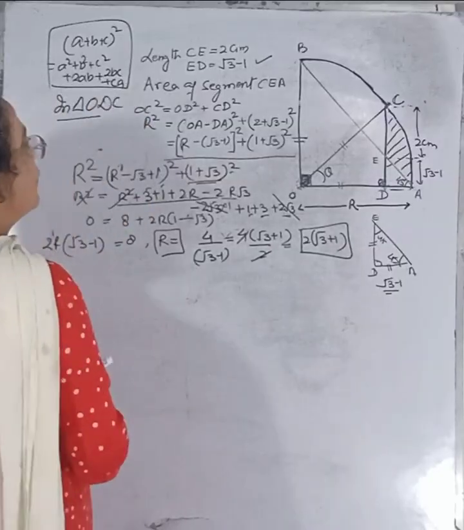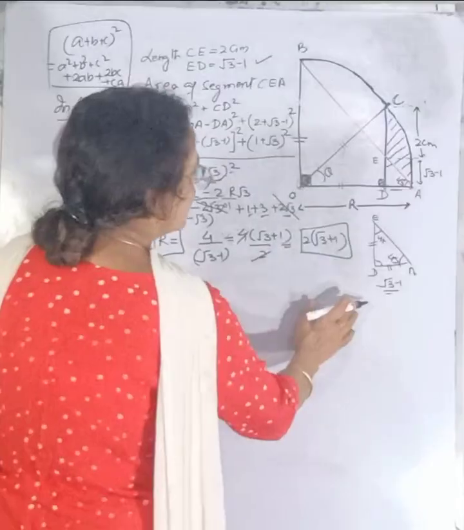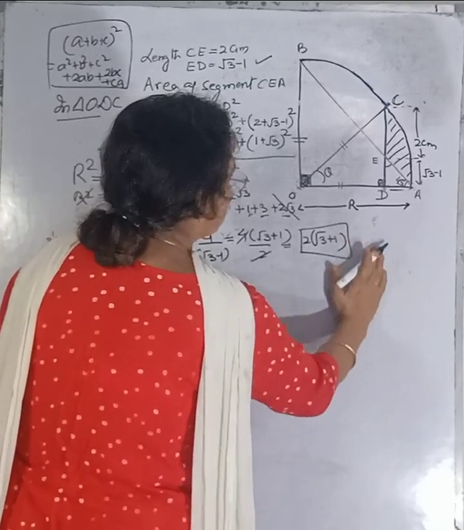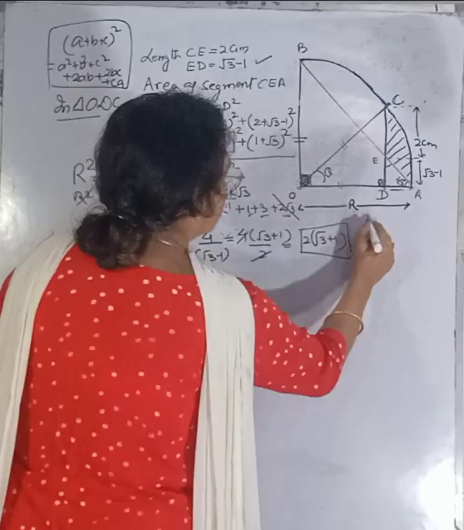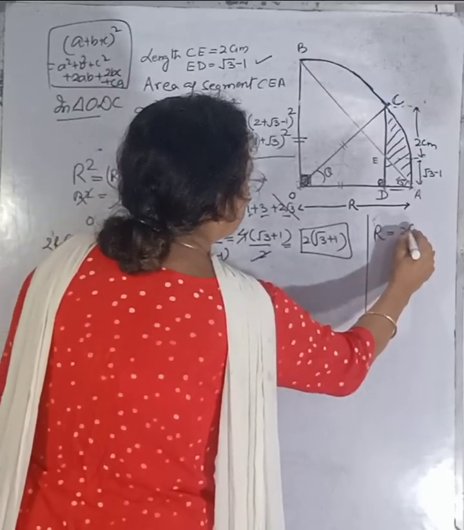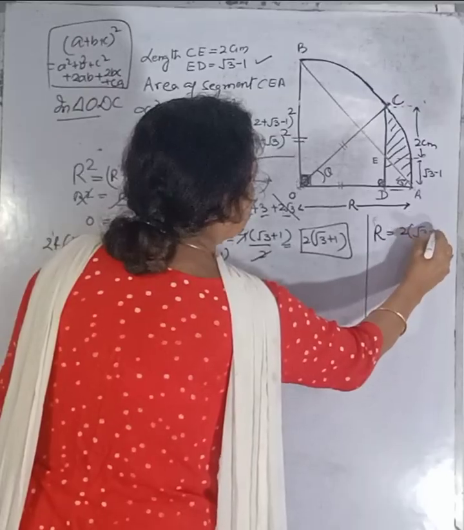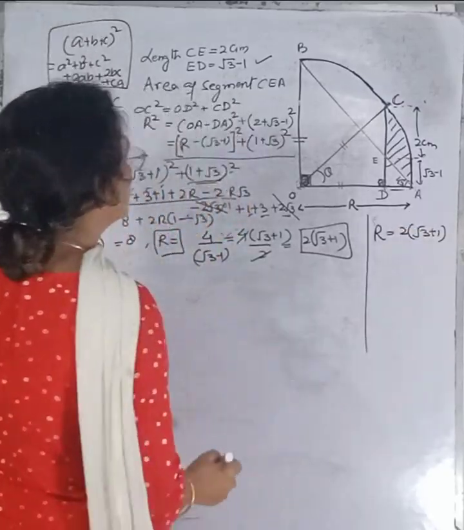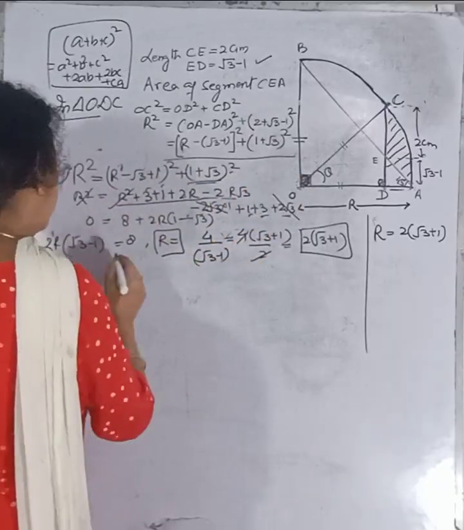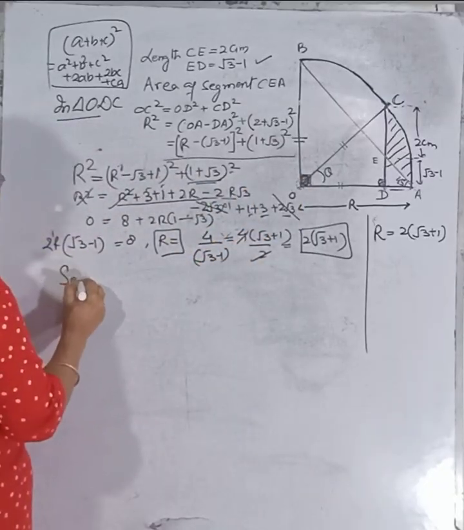We have to note it down. This is of no use, so I am going to rub it. So R is equal to 2 into root 3 plus 1. Now, if R is known to us, we can find the sector area.